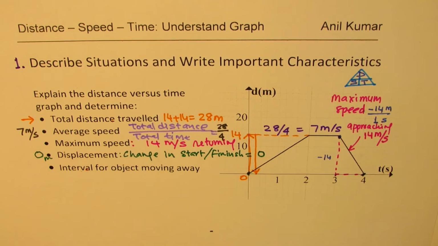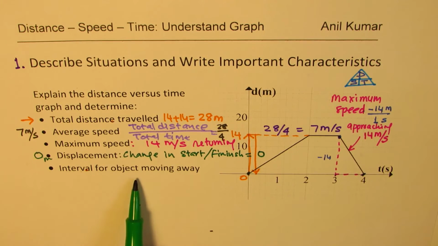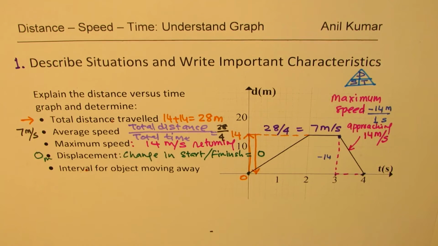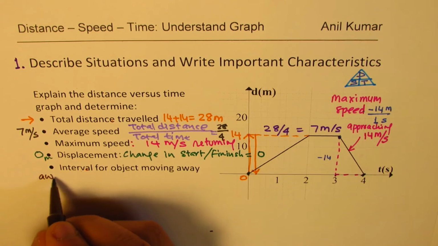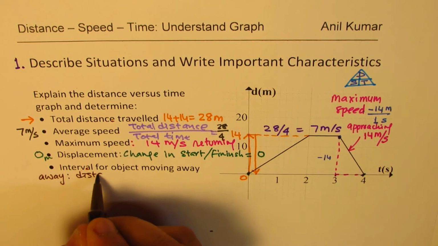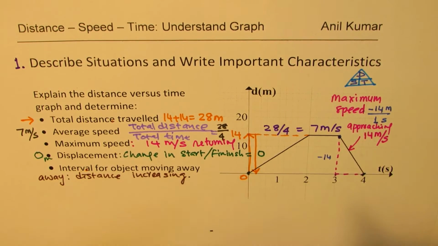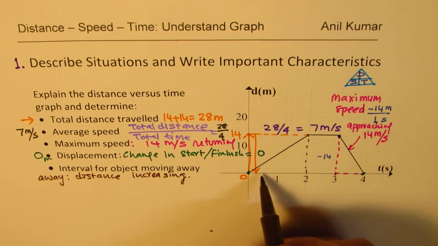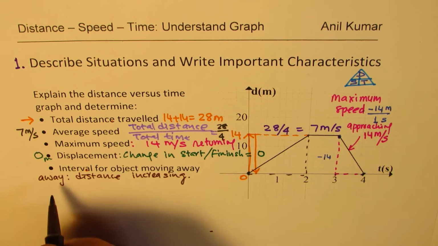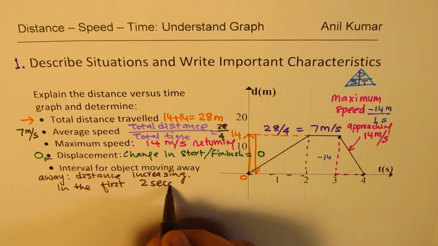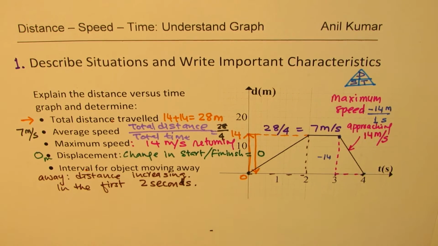Okay, no problem. The last question here is interval for object moving away. So away means the distance is increasing. Whenever we say away, away means distance increasing. So in our case, the object is moving away in the first 2 seconds, right? Is that clear to you? Correct? So that is how we could answer all our questions.